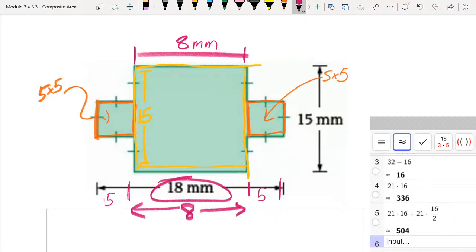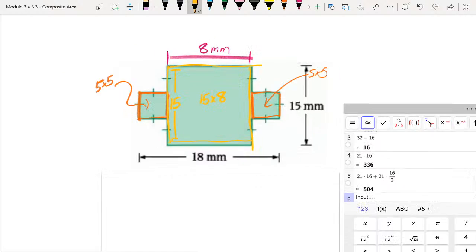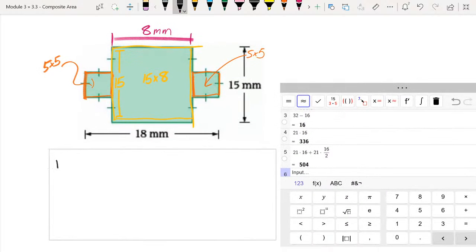So again, this drawing is definitely not to scale. I don't love that, but that's okay. That means that this rectangle here is 15 by 8. And so when we go to find the area, it's just the area of the three things put together: the area of the big yellow rectangle, and of one of the small orange ones, and of the other small orange one.